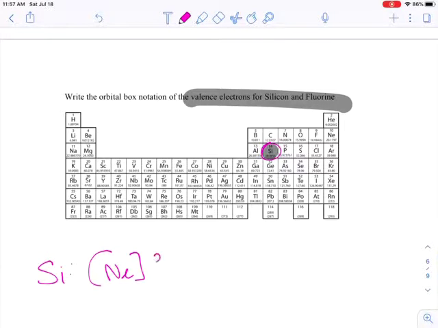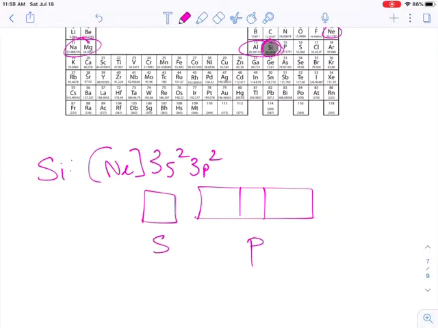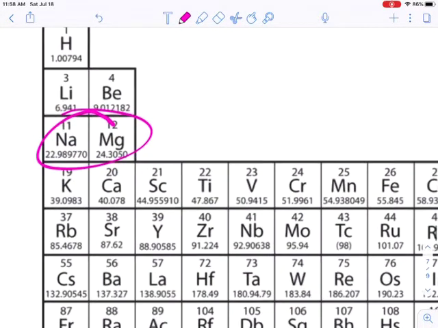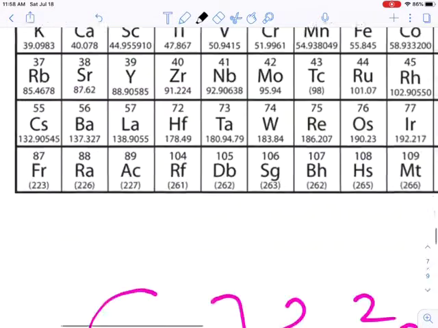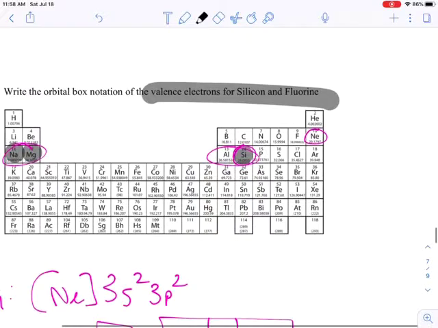Silicon, if we go with this guy here, is going to be neon, and it's going to be 3s2, 3p2. So that's from our lesson before. Neon, and then 3s2 and 3p2. What are the valence boxes for those guys? Well, let's take a look. It's s's and p's. S's have one box, p's have three boxes, because s's have two electrons in them. So we need one box for them.